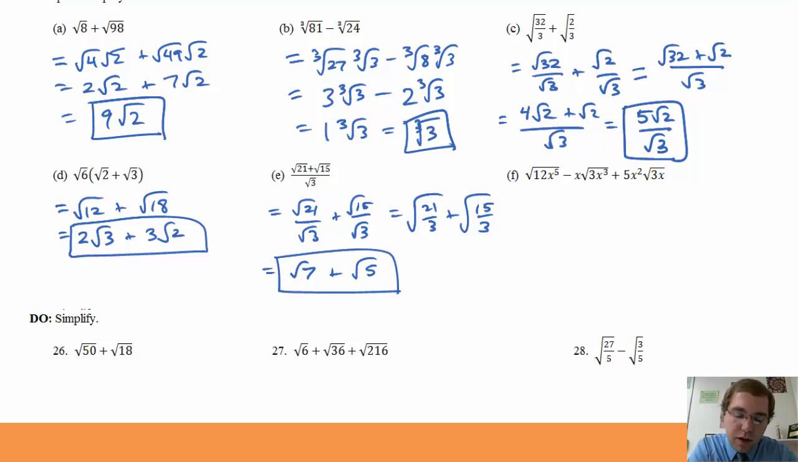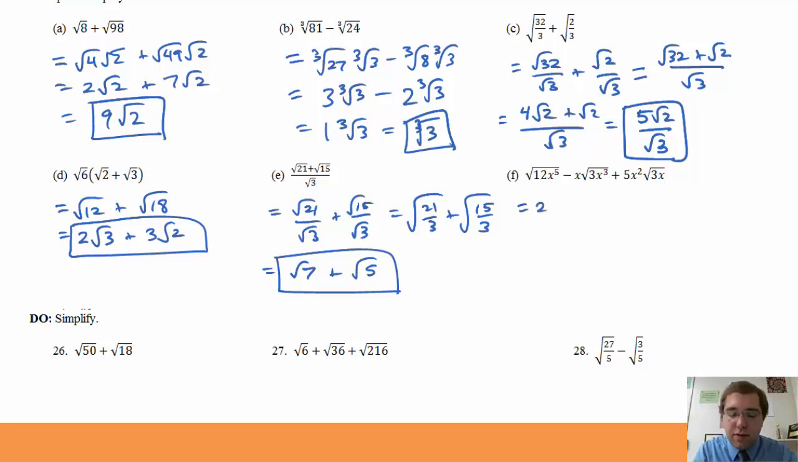Example F. Square root of 12x to the 5th minus x square root of 3x to the 3rd plus 5x squared square root of 3x. There's a lot going on there. Let's simplify each one individually. Square root of 12x to the 5th. 12 is 4 times 3. I know the square root of 4 is 2, so I'll bring the 2 out front, and I still have the square root of 3 underneath.